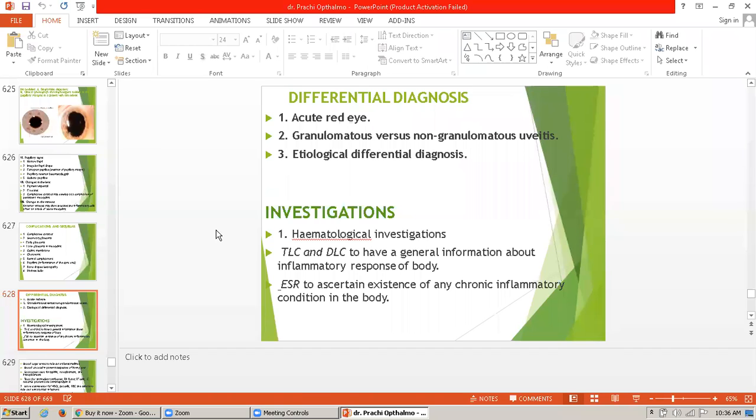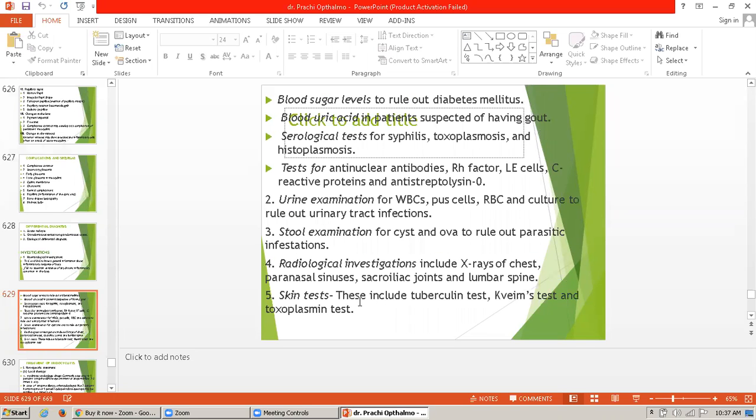Then the differential diagnosis of uveitis: uveitis is differentiated from the acute red eye, and granulomatous versus non-granulomatous uveitis. Then etiological differential diagnosis and investigations. In that, hematological investigations are needed, that is TLC, total leukocyte count, and DLC, differential leukocyte count, to get general information about the inflammatory response of the body. ESR to ascertain the existence of any chronic inflammatory condition in the body. Blood sugar level to rule out diabetes mellitus. Then blood uric acid in a patient suspected of having gout. In gout there is increased uric acid. In diabetes there is increased sugar level.